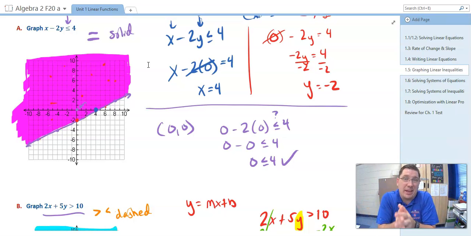Remember that our best checkpoint is 0, 0. If that works, I shade where the origin is. If it doesn't work, I'm going to shade the opposite side of the line. Again, make sure you test your points, have your shading in the right spot, and remember that graphing involves shading when we deal with inequalities.